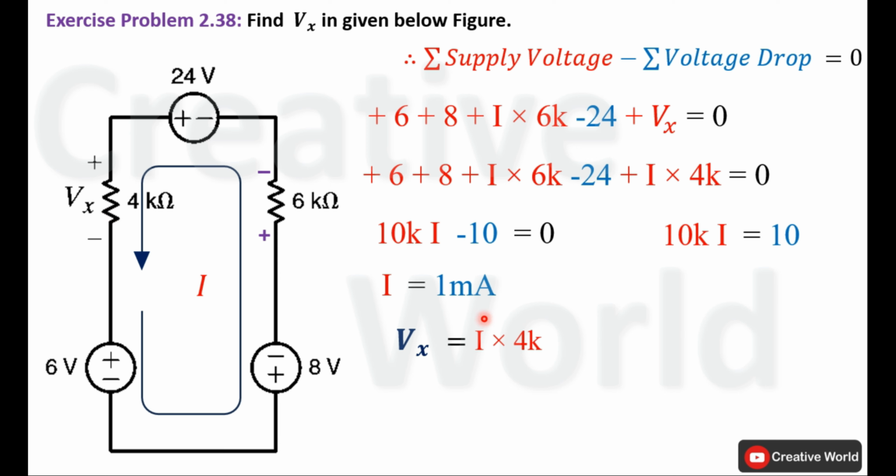Replace I with its value, it will become 1 milliampere multiplied by 4k. Now multiply 1 milliampere with 4 kilo ohm. Milli will cancel out with k. The product of 1 and 4 will become 4 volt. So the value of Vx inside this network is 4 volt.